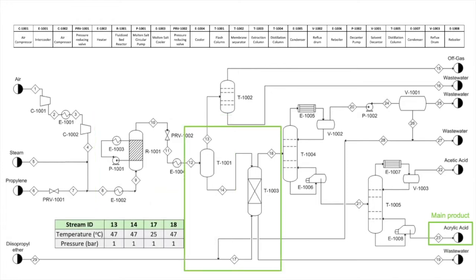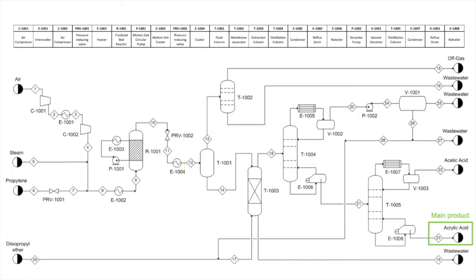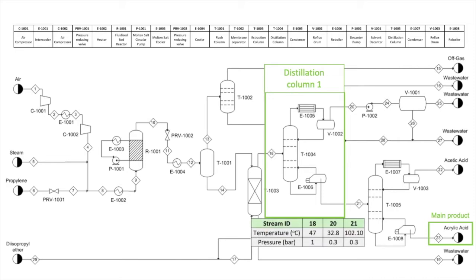The liquid mixture then enters the extraction column where water is extracted out from the acrylic acid and acetic acid mixture. We are using diisopropyl ether as solvent. From here, water is largely removed. The outlet stream consists of acrylic acid, acetic acid, and solvent diisopropyl ether. Then, this mixture enters the first distillation column, where diisopropyl ether is distilled at the top stream. Meanwhile, the bottom stream consists of our main product, acrylic acid, and byproduct, acetic acid.